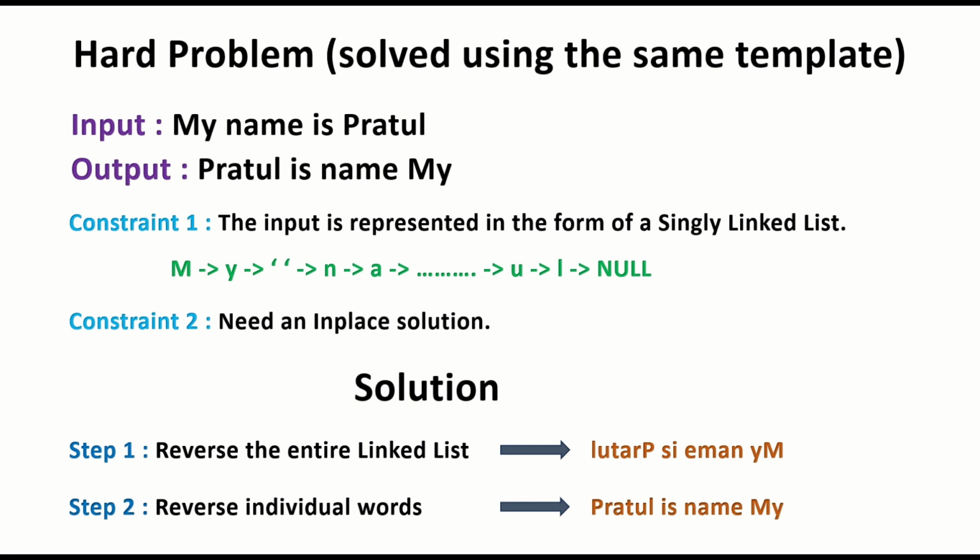Now instead of doing it in this fashion, we can also swap these steps. So even if we reverse individual words first and then reverse the entire linked list later on, you will still get the same output. So that is a choice that you can exercise.